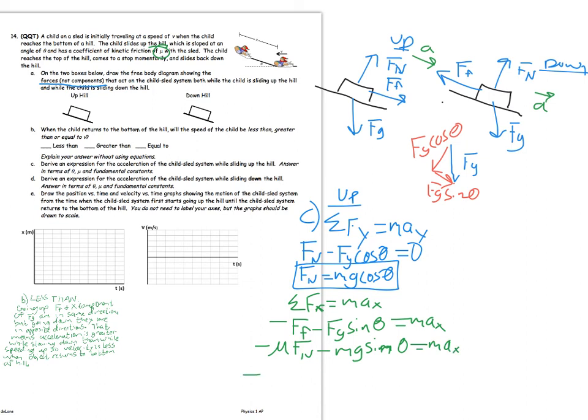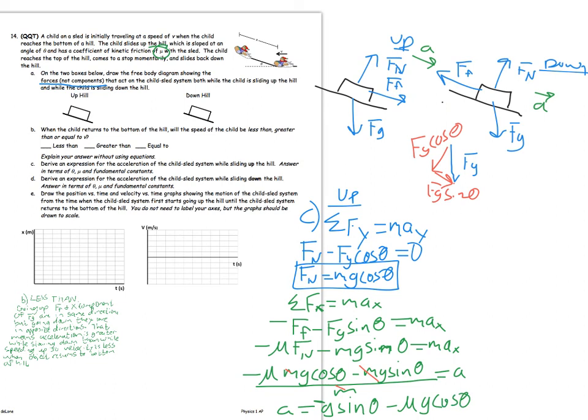Two last steps here. I'm going to substitute in for Fn. I'm going to make it mg cosine theta minus mg sine of theta. And I'm going to divide everything by the mass. And so that mass will cancel out on the top there. And we're left with an acceleration here that's just negative g sine of theta minus mu g cosine theta. So there I have my answer to part C, the acceleration while I'm on my way up.